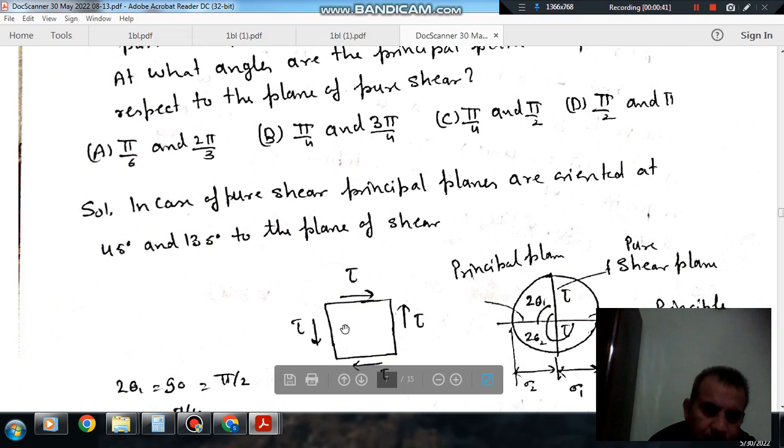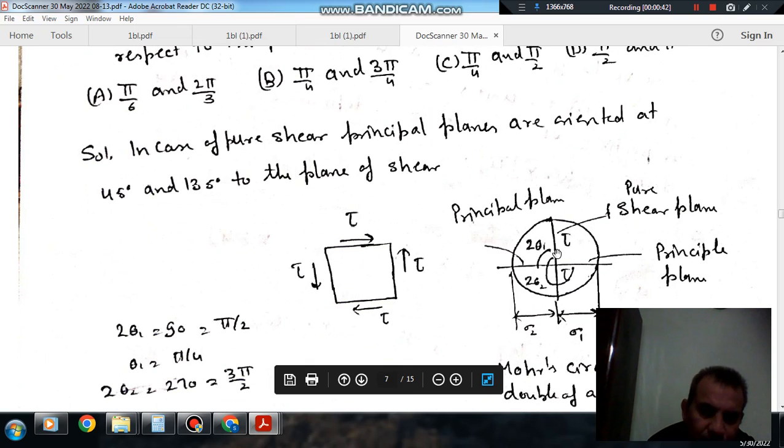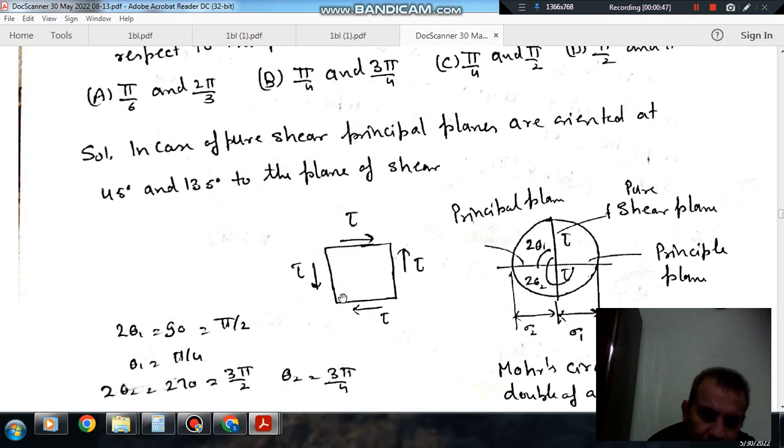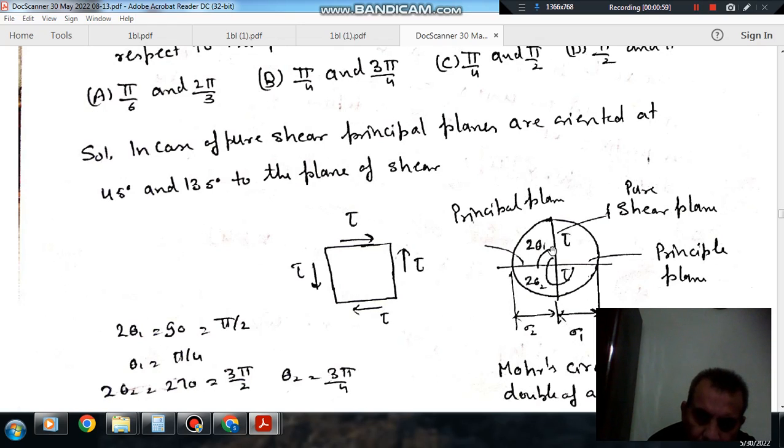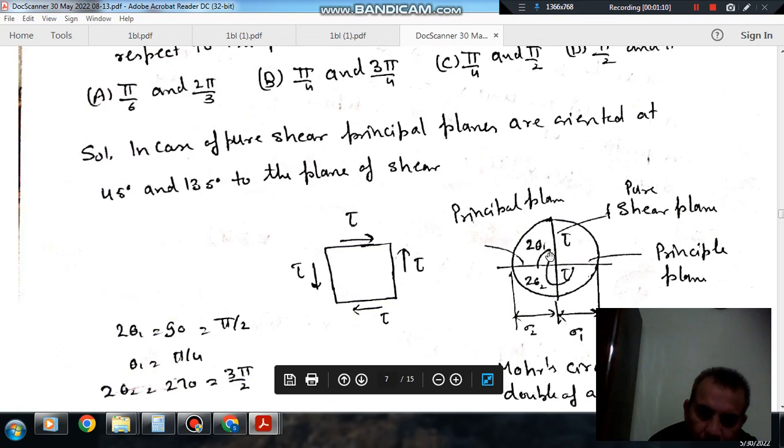So this is the case of pure shear. If we draw its Mohr circle, it will be like that. This is your tau clockwise, and this is your anti-clockwise tau. And this is your Mohr circle. So this is your principal plane, and this is the second principal plane. The angle with the maximum shear stress plane is 2 theta 1, and here the angle is 2 theta 2. As the Mohr circle represents double of the actual angle, the actual angles between the planes will be theta 1 and theta 2.